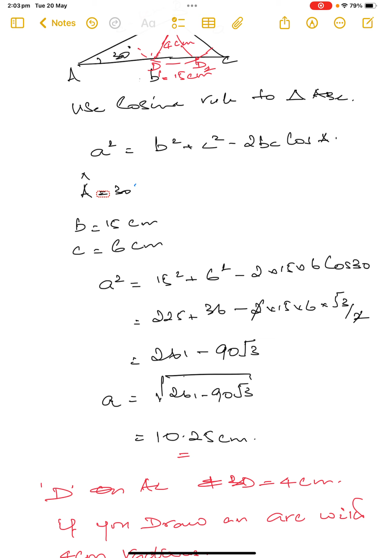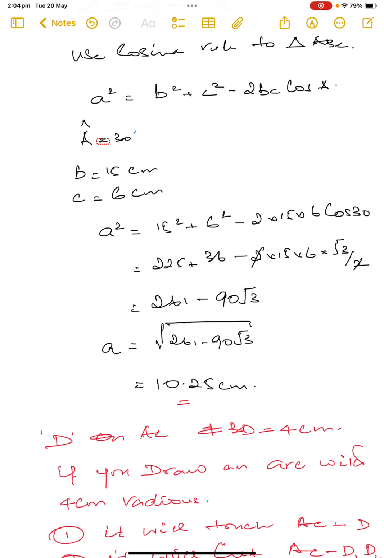So the 2 cancels out. Then what we are left with is 225 plus 36, which is 261, minus 15 times 6 is 90, root 3. That is a squared. So a is the square root of it; there's no question of plus or minus when you do the root because of the distance. The side distance is positive, so just a positive value. a equals the square root of 261 minus 90 root 3. Then when you do a little calculation on your calculator, a equals 10.25 centimeters. That's the first part.